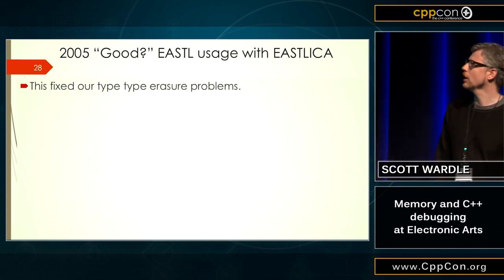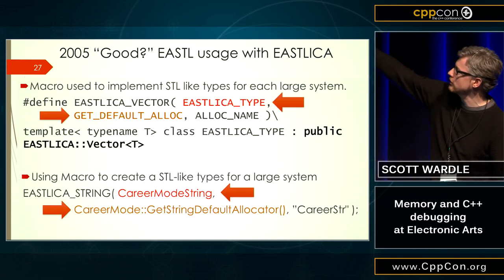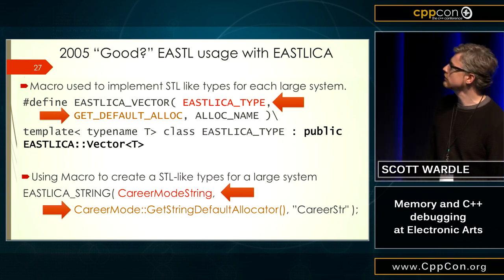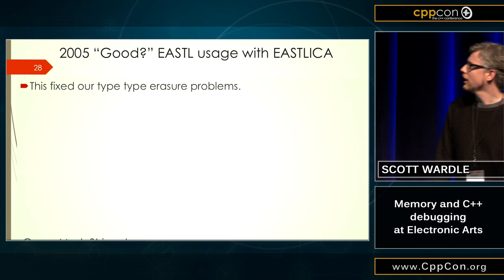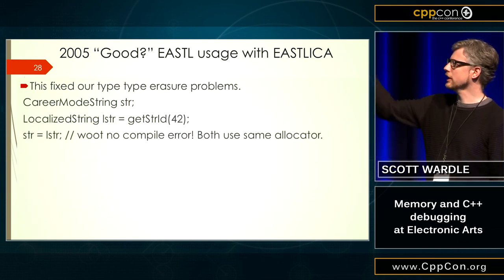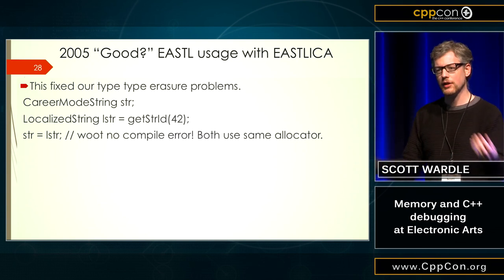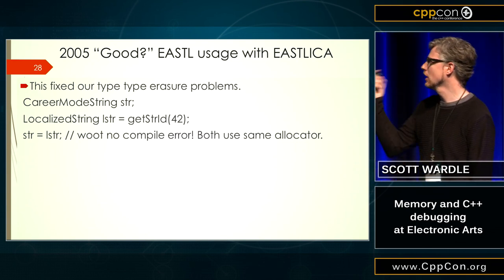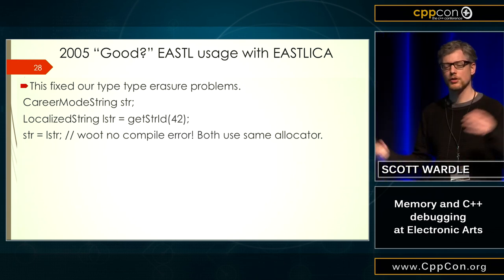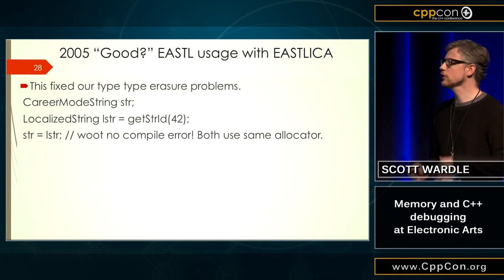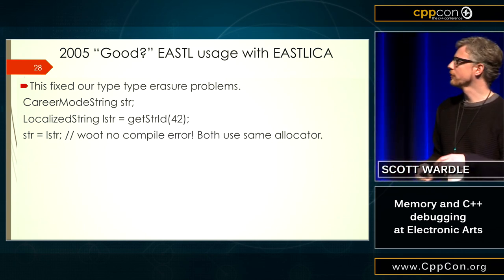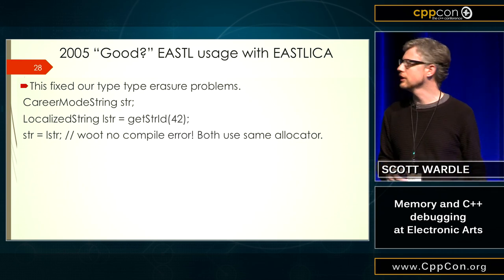It was close enough. And because of the way we did the inheritance here, you can see it's inheriting from STL vector in this case, although it probably should be string, I guess. The allocators are the same, the type's the same, and I don't get a compiler error anymore. And so now I can transfer the types between them. This will copy the data from the localization string into the career mode string.